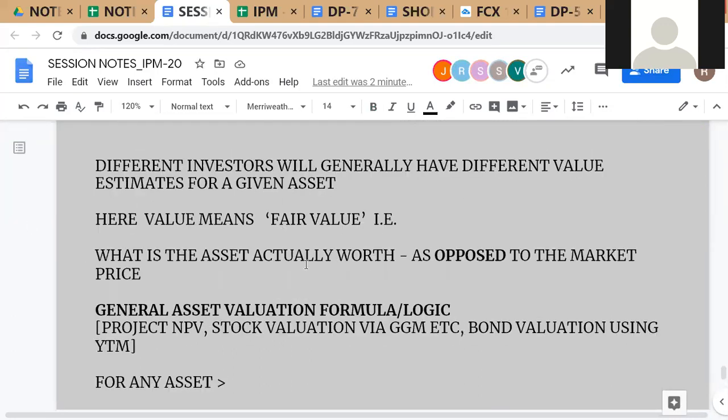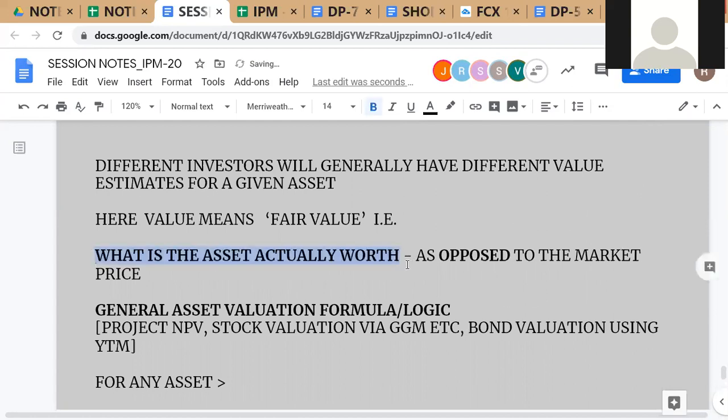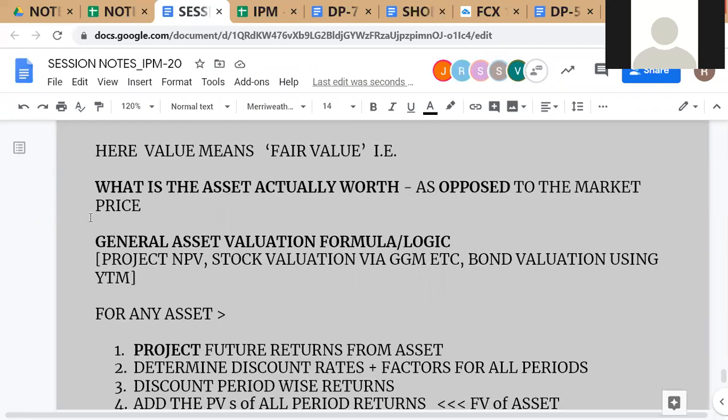Now, this is what is meant by fair value. The answer to the question of fair value is essentially the answer to the question of what the asset is actually worth, as opposed to what the market price is. Okay, what is it actually worth? And the general formula is basically that the asset is worth what it can earn, right? And then we have to adjust for time value of money. So we apply this general formula.